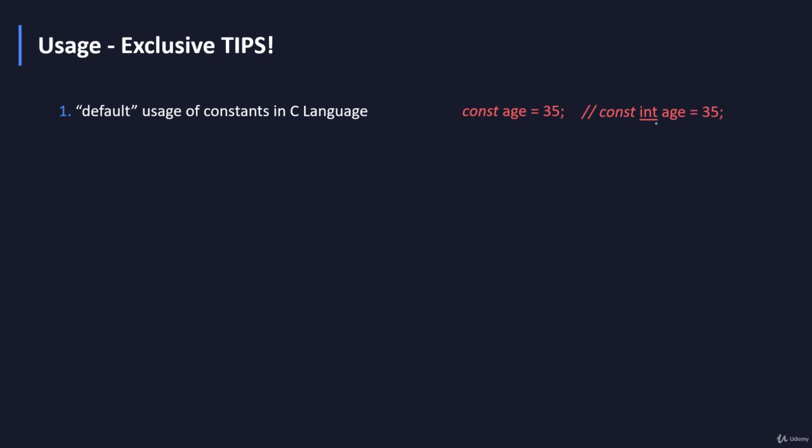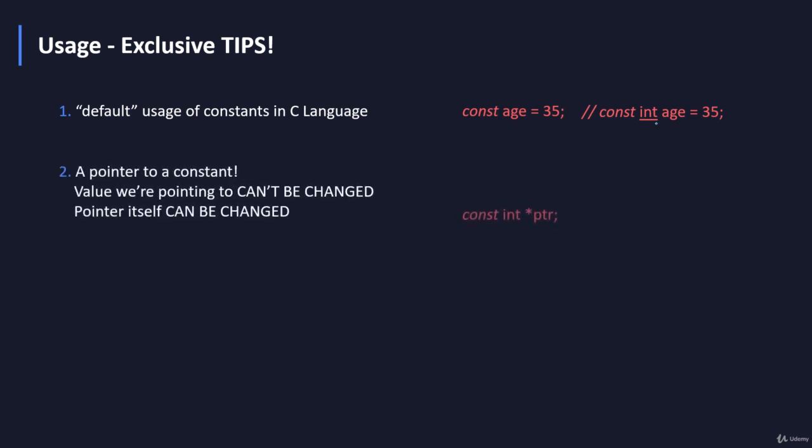Awesome, so write down this note for yourself, and let's proceed to the second option. The second option goes like this: const int star ptr. What we do here is create a pointer to a constant. So a pointer to a constant.